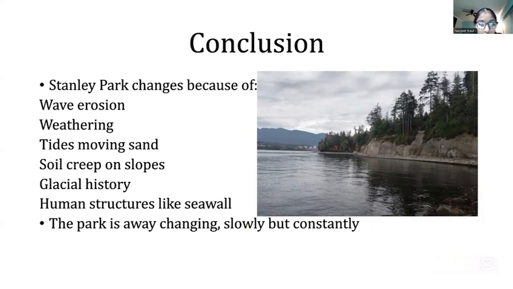All of this shows that the landscape around Stanley Park is constantly changing. Some changes are slow and steady, some are dramatic, and some happened thousands of years ago, but still shape what we see today. Understanding these processes helps us appreciate just how dynamic and alive the coastline really is.